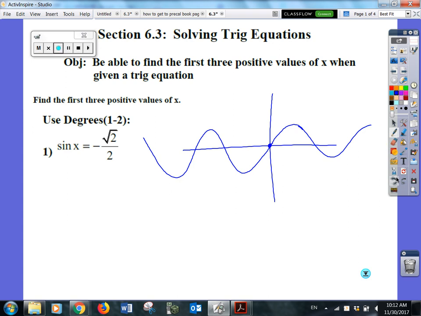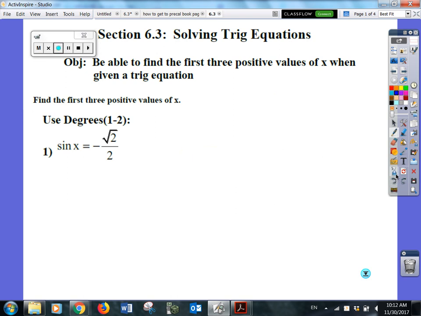What we're going to do is use the unit circle. So here we have sine of x equals negative root 2 over 2. Same type of problem we did yesterday. Yesterday it would have said find the general solutions. Today it says find the first three positive values of x. So again, I like to draw the circle and think about it. If you have your unit circle out, that's fine also.